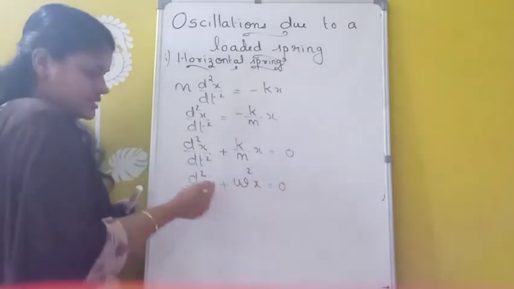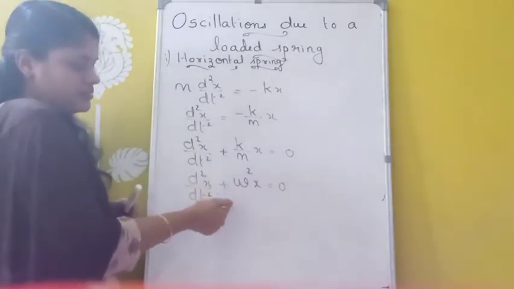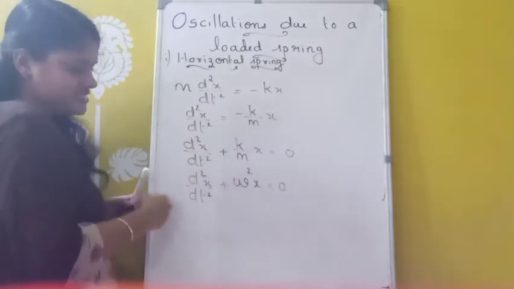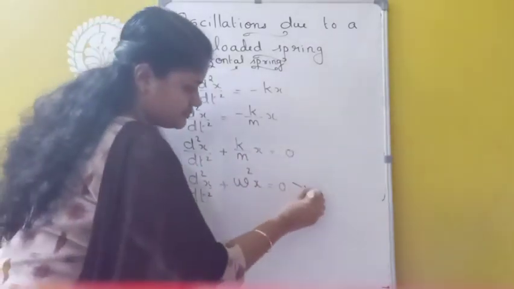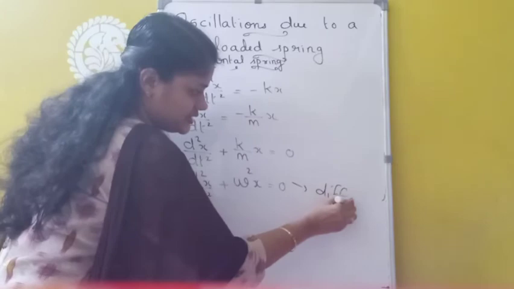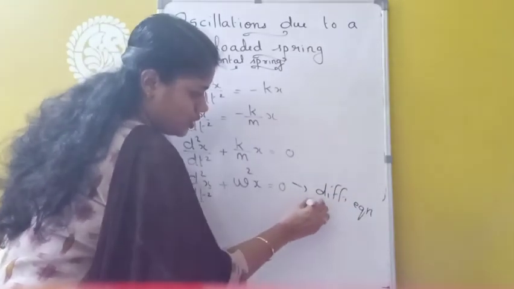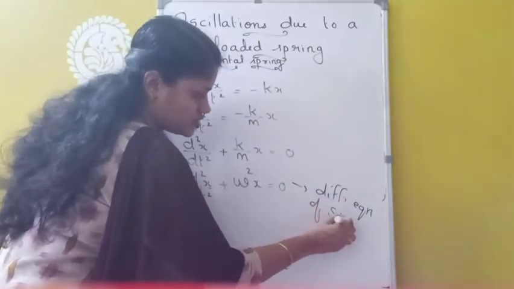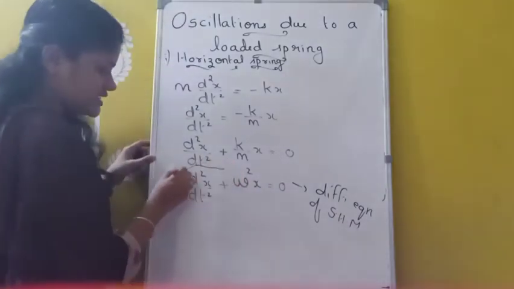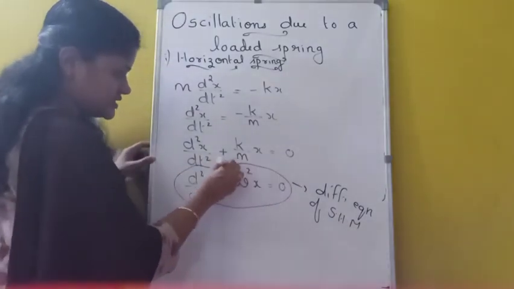Suppose y direction, it means d square y by dt square plus omega square y equals 0. So this is the differential equation of simple harmonic motion. So d square x by dt square plus omega square x is equal to 0.